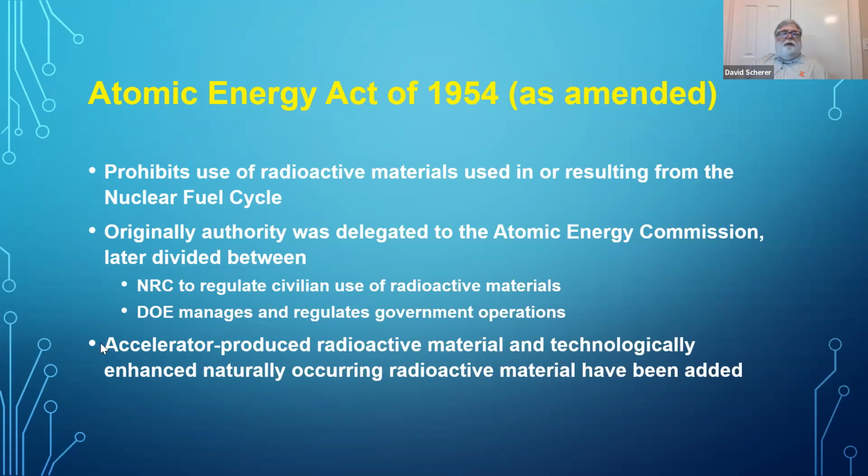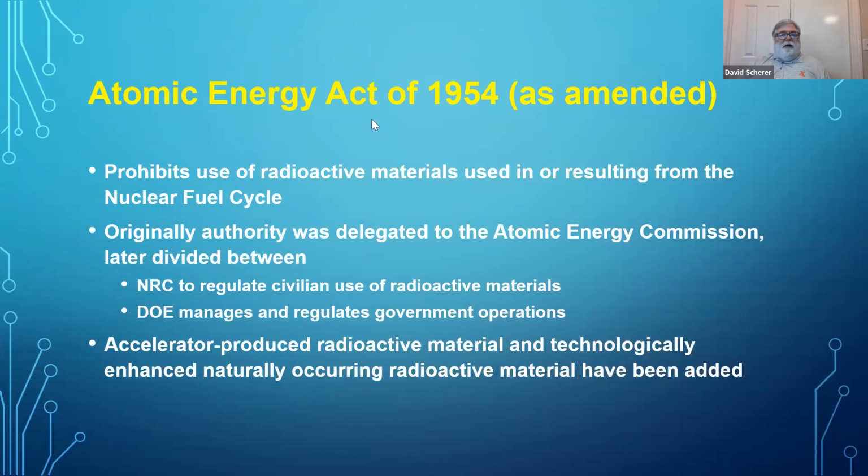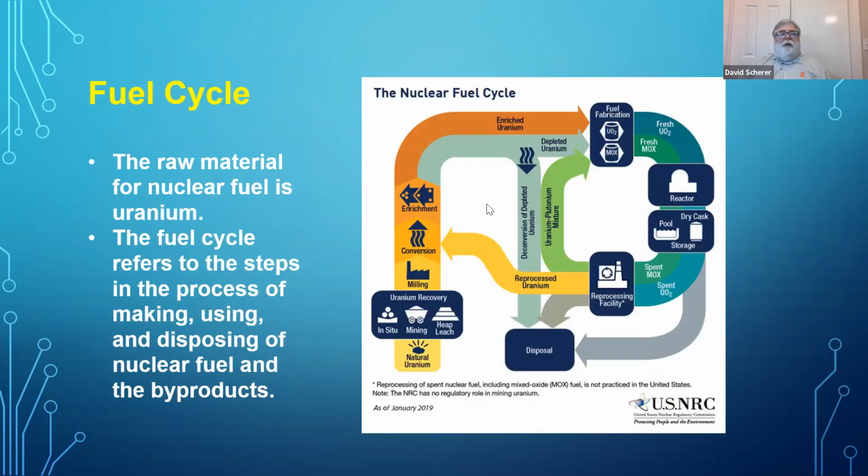Sometime in this century, the Atomic Energy Act was amended again. In the first instance, the only thing that was regulated were reactor-produced isotopes, materials related to nuclear reactors. In the early 2000s, they decided they would also regulate radioactive materials that are produced by accelerators and naturally occurring radioactive materials if they've been technologically enhanced or concentrated. So those are now part of the regulatory regime of the NRC. I mentioned that the biggest part of the regulations have to do with the nuclear fuel cycle, so I want to describe what that is for you.